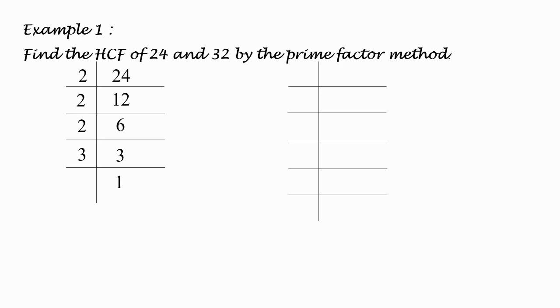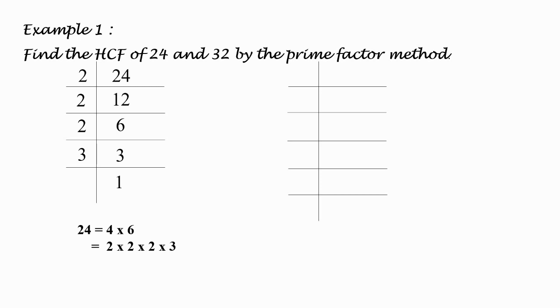So in the horizontal arrangement, we can write 24 is equal to 4 multiplied by 6. Students, further we will factorize 4 and 6. The factor of 4 is 2 multiplied by 2, and the factors of 6 are 2 and 3. So we will get 24 as 2 multiplied by 2 multiplied by 2 multiplied by 3.